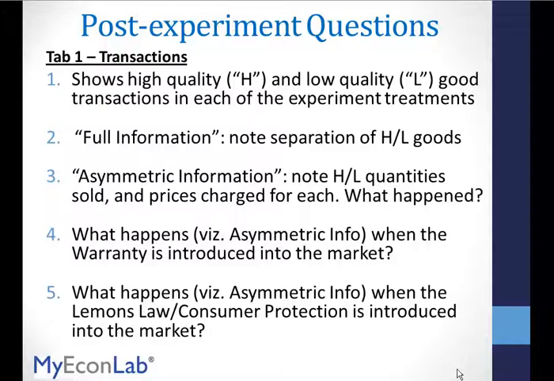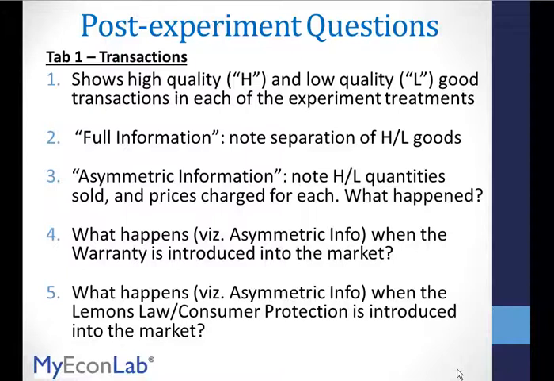Remember, students gain by buying the good for lower than their willingness to pay. So students still gain if they buy a low quality good, as long as they pay a low quality price, or the lower price. So essentially, under the full information game, we should see a separating equilibrium. High quality goods sold for a high quality price, low quality goods sold for a low quality price.